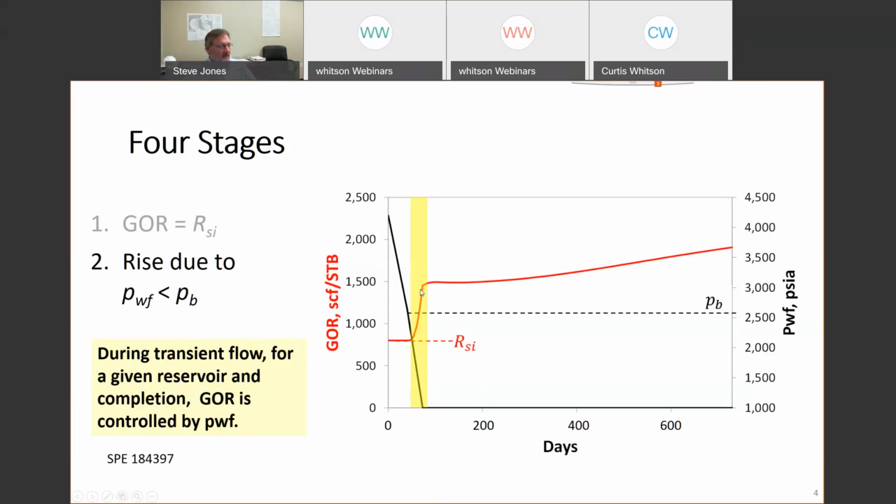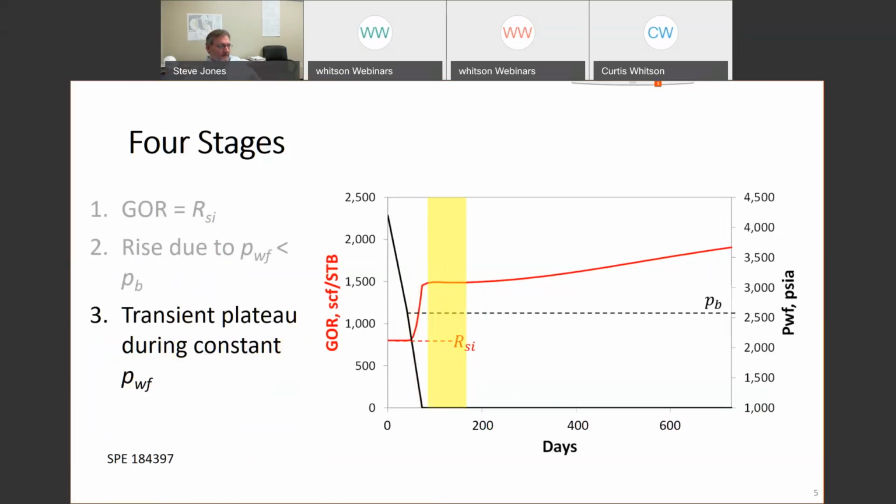So in transient flow, transient linear flow for given PVT and completion, GOR is going to be controlled by your bottom hole flowing pressure. Then you get to a transient plateau if the transient flow regime is long enough to observe this. A lot of times these days it's not long enough and you really don't see this. But early on, when we started drilling reservoirs and our frac stages or our cluster spacing was very wide, we typically saw this transient plateau.